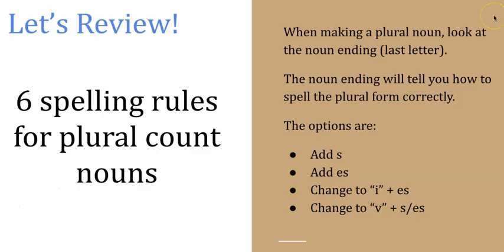So let's review. There are 6 spelling rules for plural count nouns. We need to remember these 6 spelling rules. We always need to remember to look at the noun ending, the last letter of the noun. That will help us make the correct choice. The noun ending will tell you how to spell the plural form correctly. The options are adding an S, ES, changing to IES, or VES.